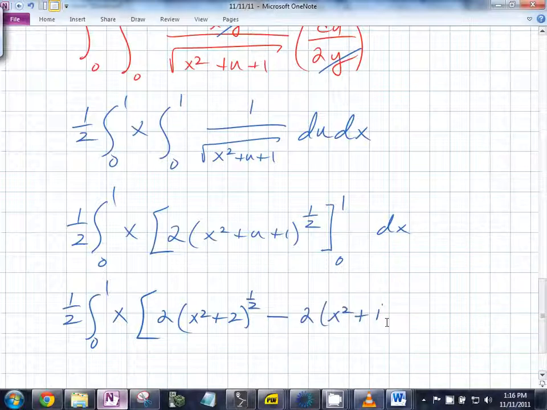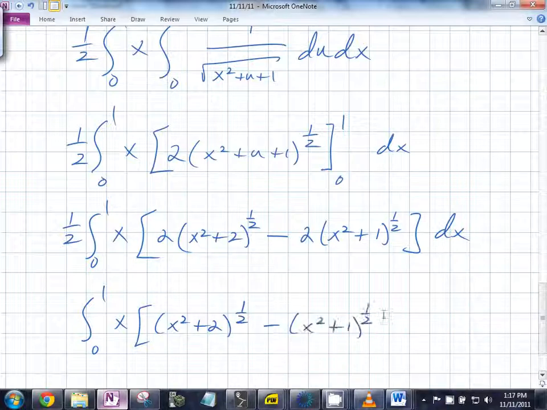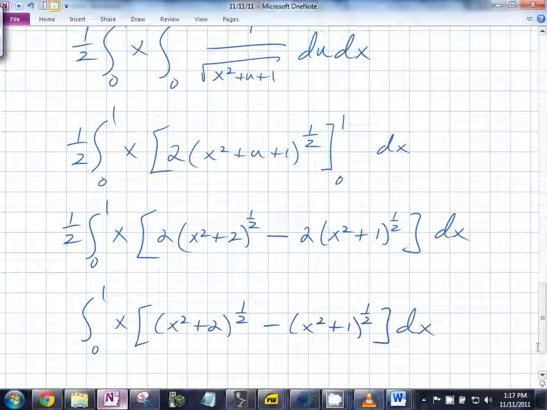What can we factor out to the outside of this thing? 2. The 2's and the 1/2 cancel. So what do we end up with? 0 to 1 of x times, and I'll do the brackets again, sorry. x squared plus 2 to the 1/2 minus x squared plus 1 to the 1/2. You could just put that all in one. So, are we okay with that? What do we think?